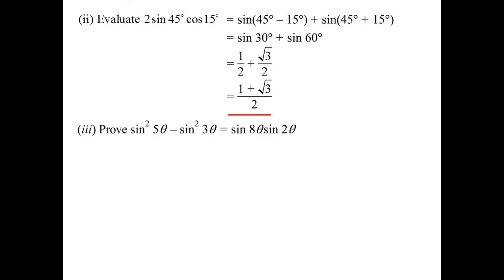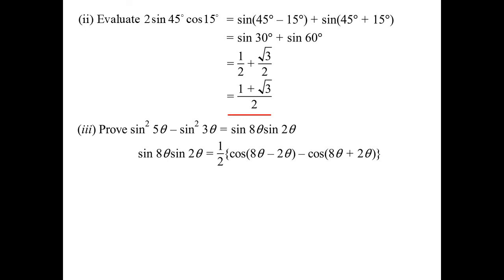Prove this relationship. Sine squared 5 theta minus sine squared 3 theta is sine 8 theta sine 2 theta. I'm actually going to start with the right-hand side. I'm going to turn that product into a sum. Sine sine must have come from the cosine function.